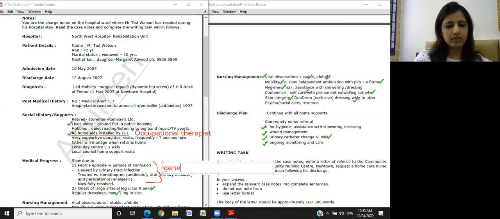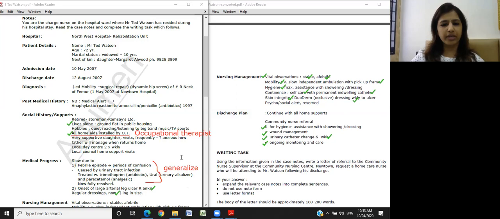Generalize, which means I'm not going to write too much about it. I'll be just writing one sentence that his progress was slow due to urinary tract infection, which has now resolved. What medication was given to him? Not required anymore, because currently he's not on any of this medication, and the infection has already fully resolved.